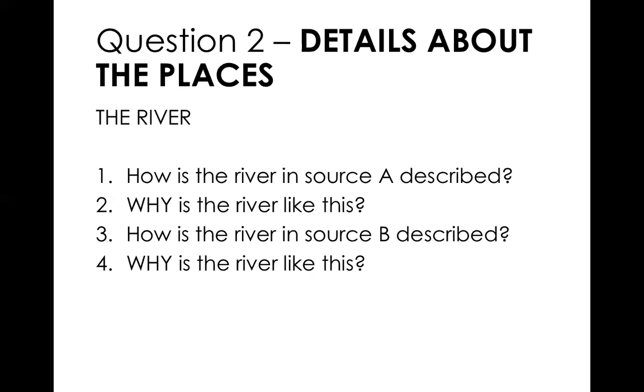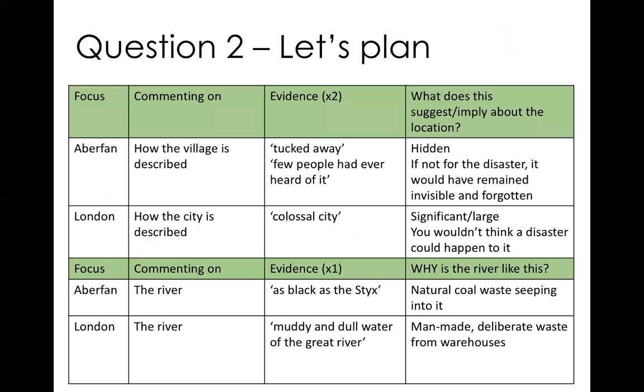But if we then look at source B, how is the river in source B described? We can see that it is described as having muddy and dull water as of the Great River. It is described as a great river, but the water is muddy and dull. And then question 4, why is the river like this? It's because of the warehouses, the man-made waste from the warehouses. So we do have that comparison, that juxtaposition between the natural coal waste and the man-made waste in London.